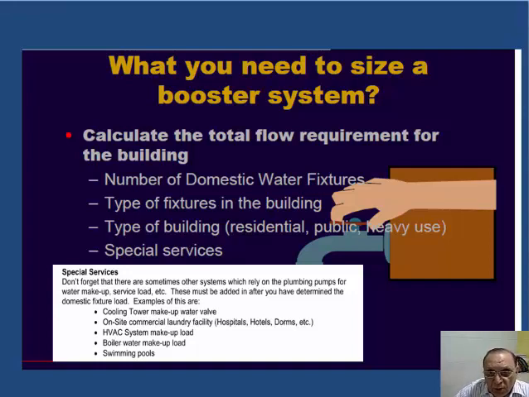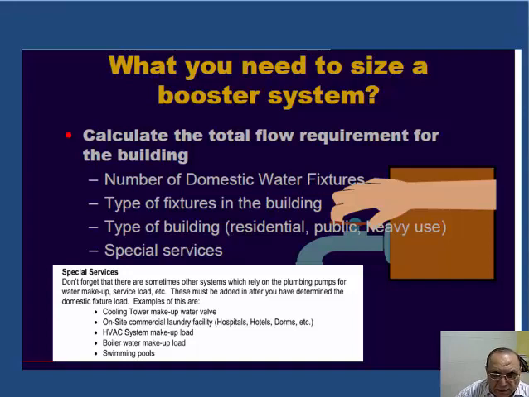That means actually the tank operated or the valve operated systems, because it does influence the flow according to the type of fixtures used, whether these are tank operated or flush valve operated. The next thing is the type of buildings, residential, public, or heavy usage. Like heavy usage, we can say football stadiums, cinema halls, etc.